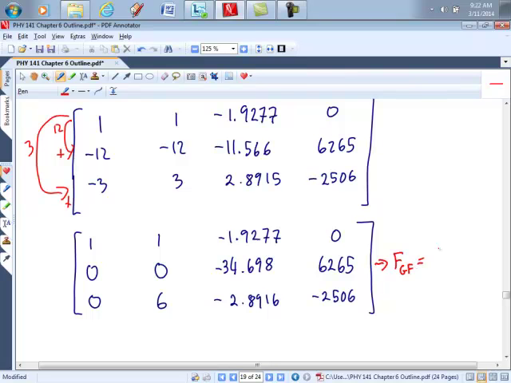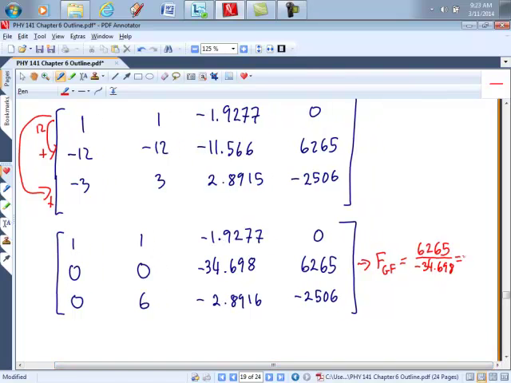FGF is going to be equal to 6265 divided by negative 34.698, which equals negative 180.56. Okay, I'm out of room here, so I'm just going to call it negative 181, but keep the extra digits. Pounds. So that means that's compression. Okay, we can substitute that in here now and solve for FGE.